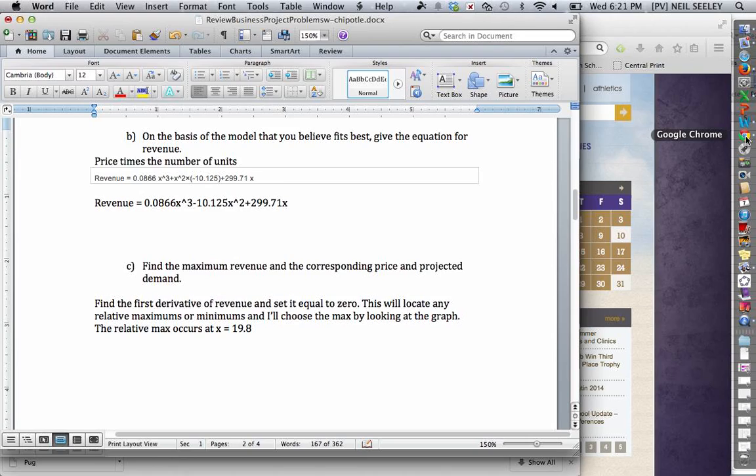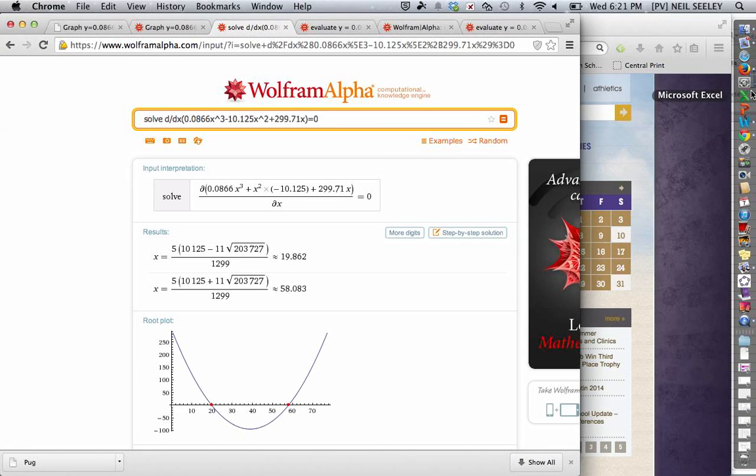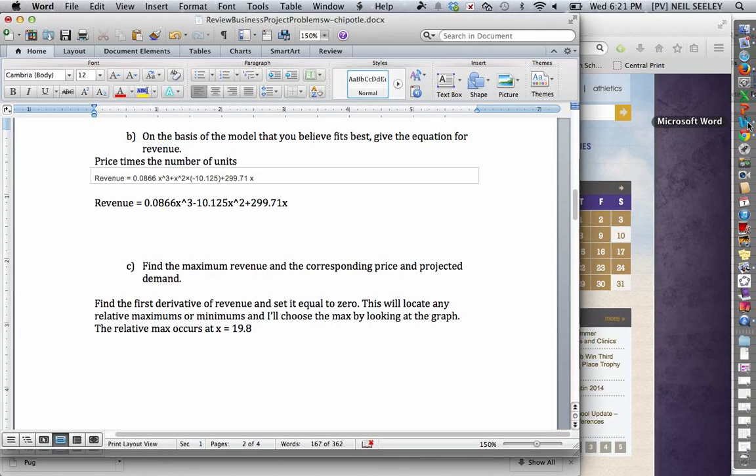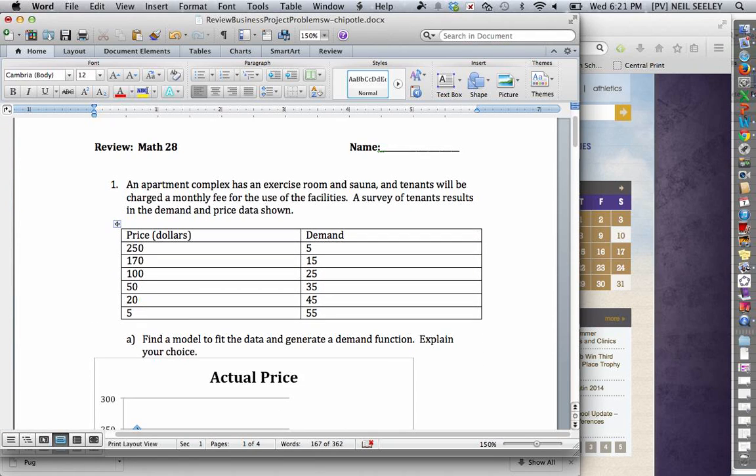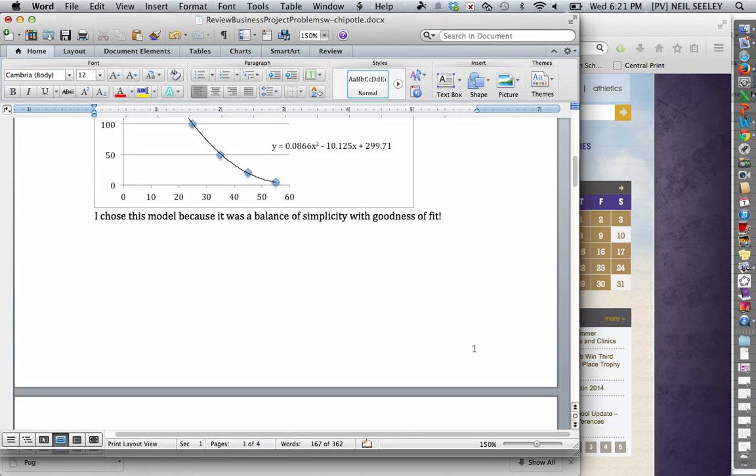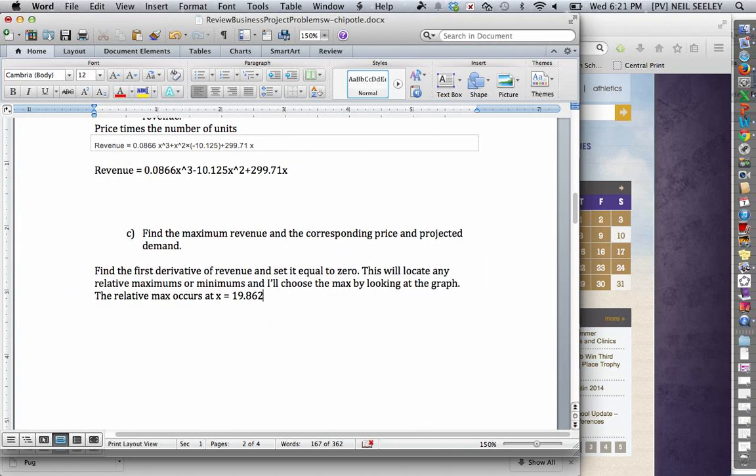Let's get a couple of those digits in there. 862. 19.862. Done. Now what that means is I have a maximum at 19.862, and this is apartments. Are we talking about x as a number of apartments, or is it the demand, the number of apartments that people are taking on at that particular price? So that's a nice way to look at it. So maximum profit occurs at 19.8 units sold or demanded.